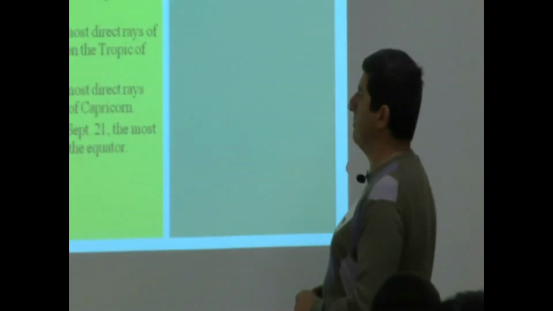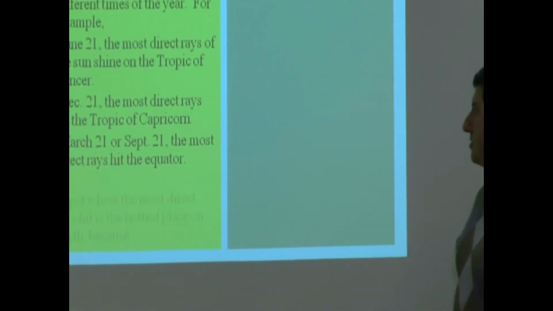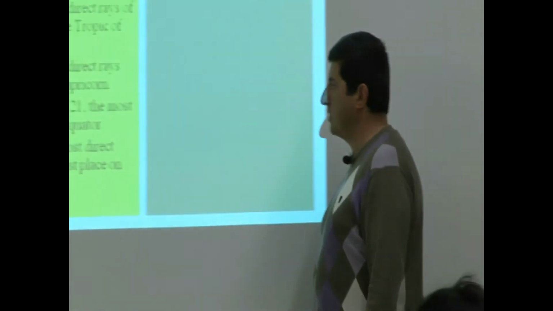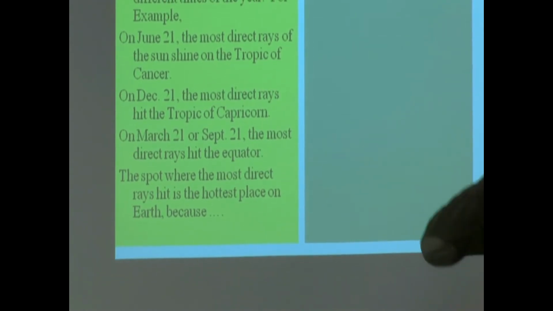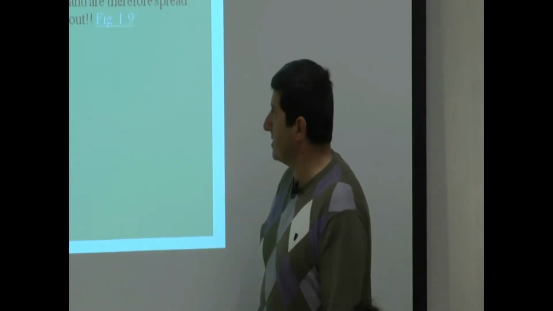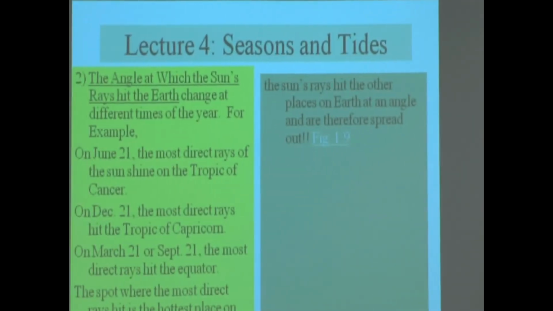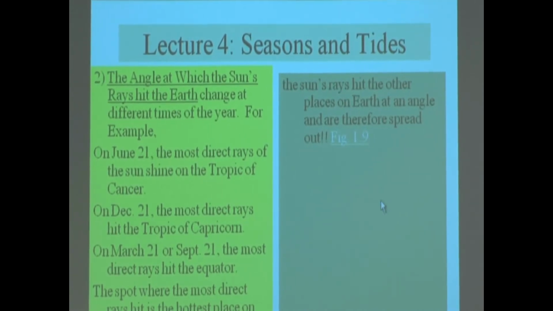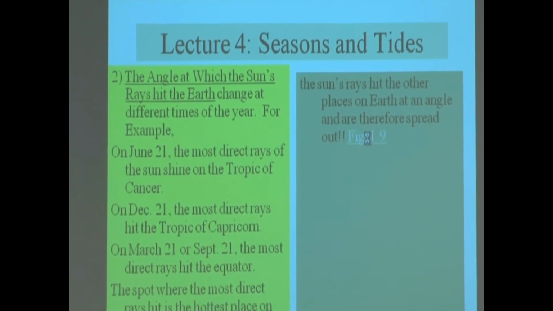On March or September 21, the most direct rays hit the equator. So here is the point that you're trying to make by saying this: the spot where the most direct rays hit is the hottest place on Earth. The most direct ray is not a spread out ray, because the sun's rays hit the other places on Earth at an angle and are therefore spread out. So a picture like this will help explain what this is trying to say.